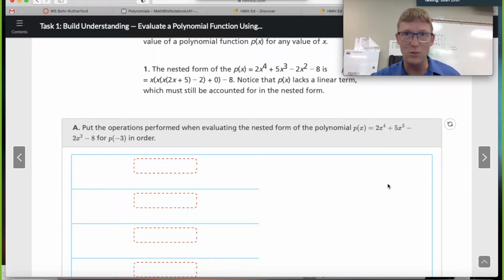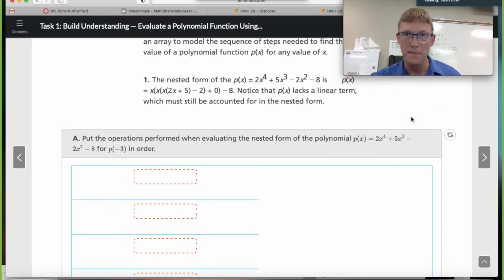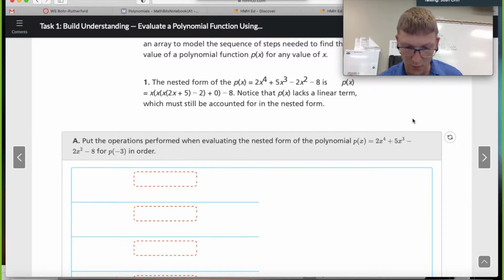So let's see if I can find some white space so I can write. So the nested form of p of x, all of that, is this. Notice that p of x lacks a linear term, which must still be accounted for in the nested term.